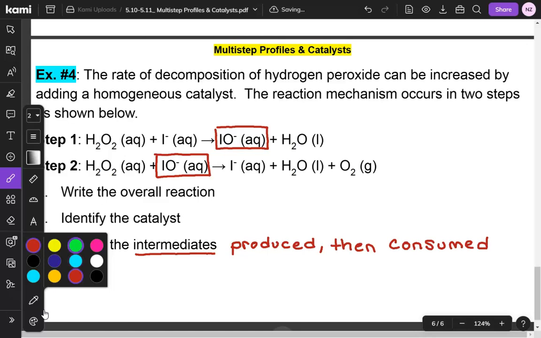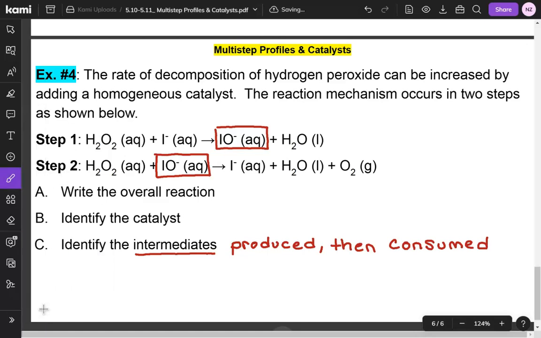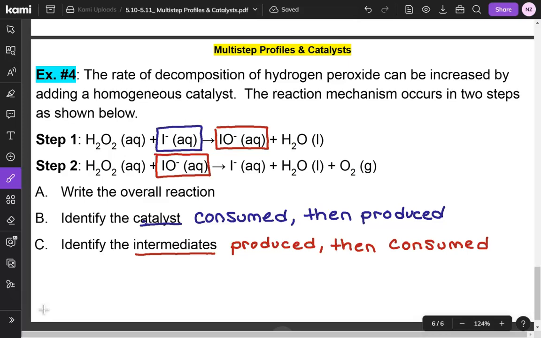Now, a catalyst, let's use a different color here. A catalyst is consumed and then produced. So kind of the opposite. If you're looking at the reaction, you should notice that we have an iodine ion that is used in the reaction, and then it is produced as one of our final products. So that would be an example of a catalyst.